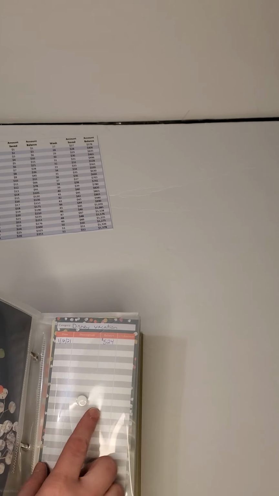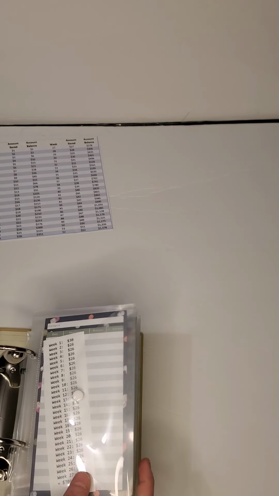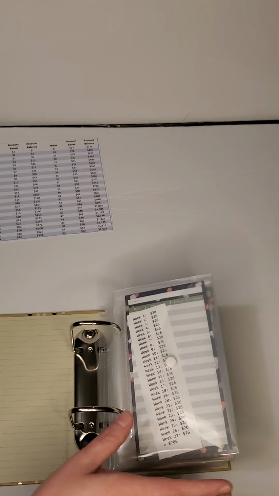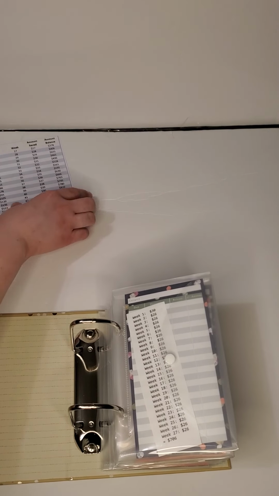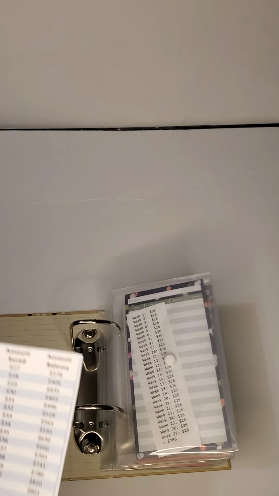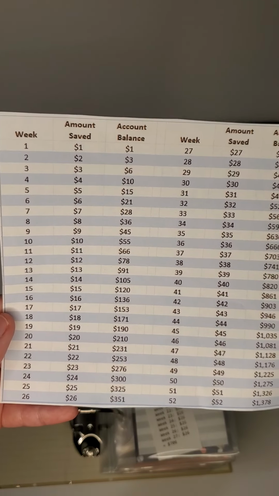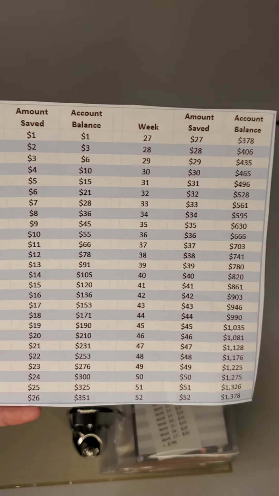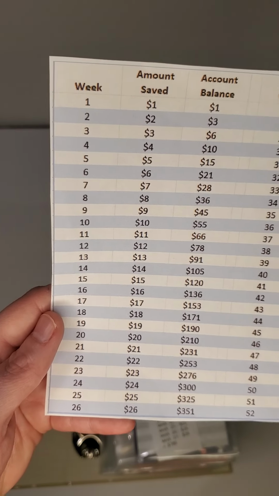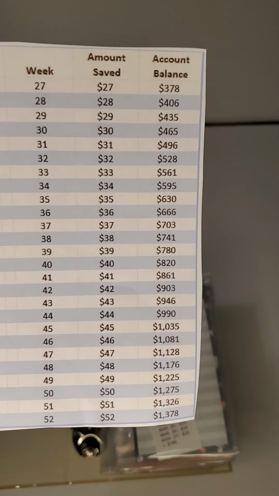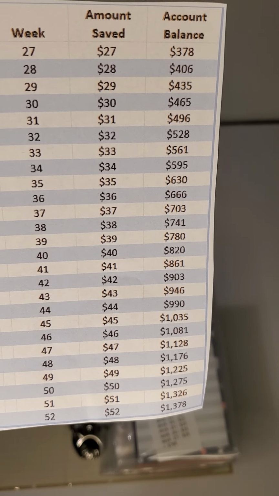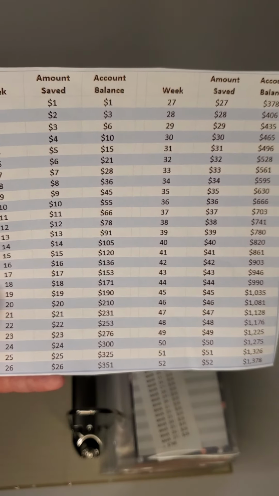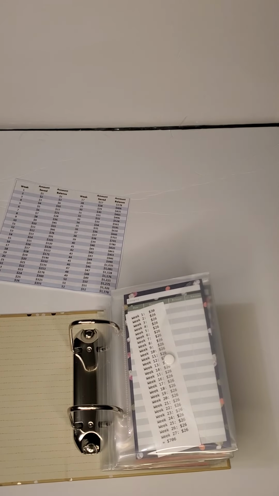So I might add it to this eventually, but for now it's going to be there. And the other ones I found that are kind of cool that you might look into are the $1 a week challenge, which after you get to the last week, it'll give you $1,378 at the end of the year. So that's a good one to maybe do.